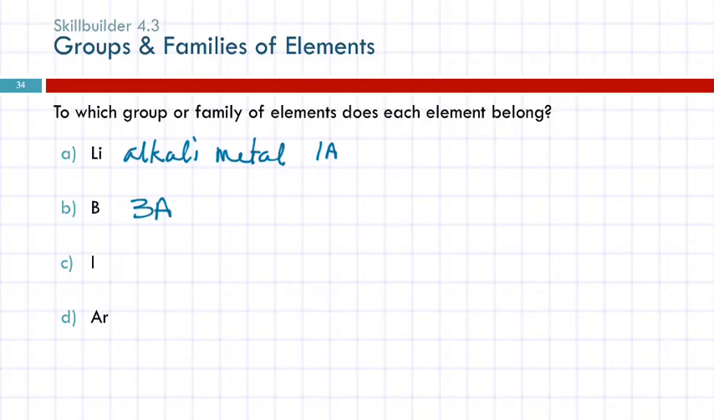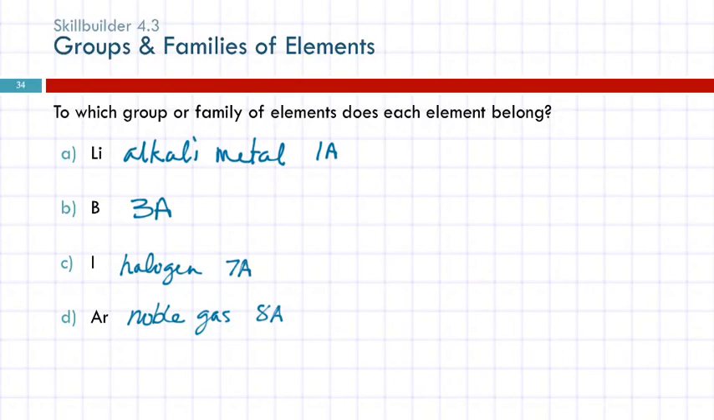How about I? That's iodine. What group is that one in? It's a halogen, and the group number is 7A. How about Ar? It's a noble gas, and the group number is 8A. We're going to find out in the next week or so that the group number tells us a lot about the particular element. Any questions?